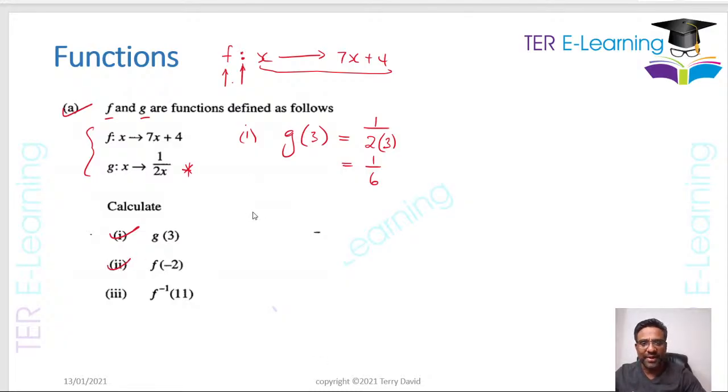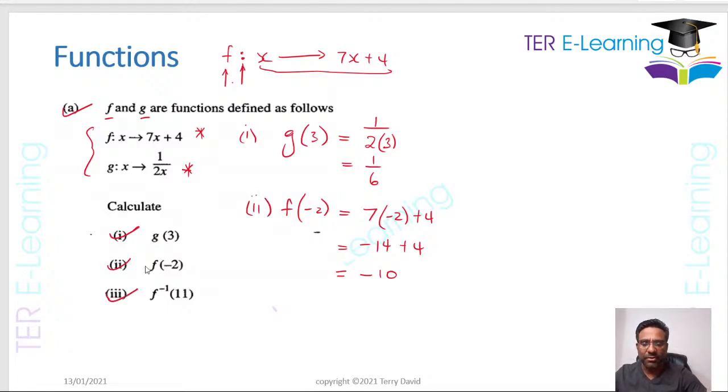All you're doing is substituting the value of 3 into that equation. The second one, you want to find f of minus 2. All we're going to do is substitute into this function here, so anywhere we see x, we're going to put minus 2. So it's going to be 7 multiplied by minus 2 plus 4. 7 multiplied by minus 2 is minus 14, plus 4 gives me minus 10. So that's my answer for part 2.